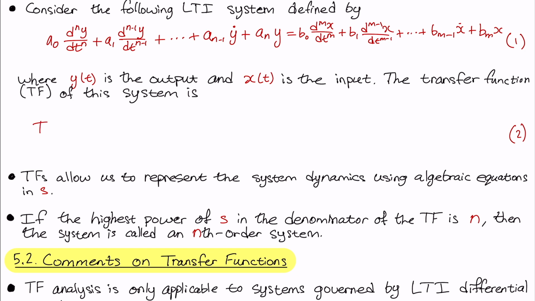So our transfer function, TF, is going to be equal to G of s. We'll often use a capital G to represent the transfer function. Other times you might see a capital H used. This is equal to the Laplace transform of y of t divided by the Laplace transform of our input x of t. And here we're assuming that we have zero initial conditions.